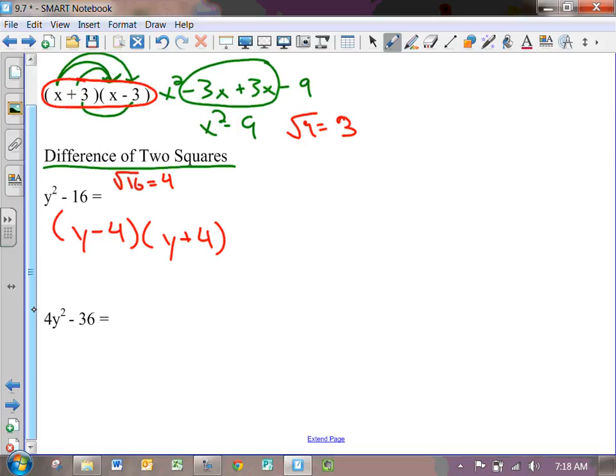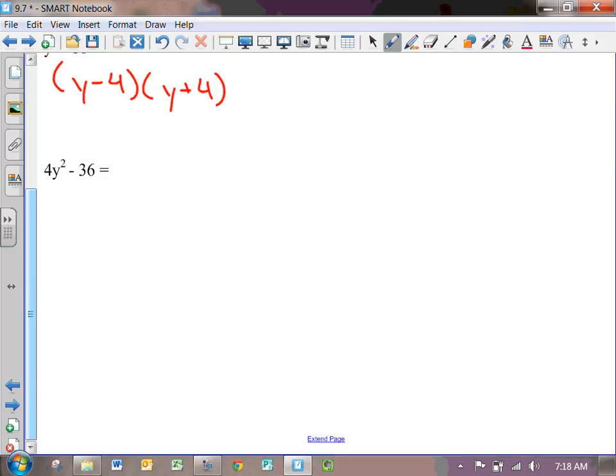Now we've got 4y squared minus 36. A little different, but we still have a difference of squares. The reason is that 4y squared is still a square, because in the front we're going to have 2y, and then our square root of 36, so plus 6, and 2y minus 6. So we still have square minus square. Again, the square root of 36 gave us our 6's. The square root of the 4y squared gave us the 2y.